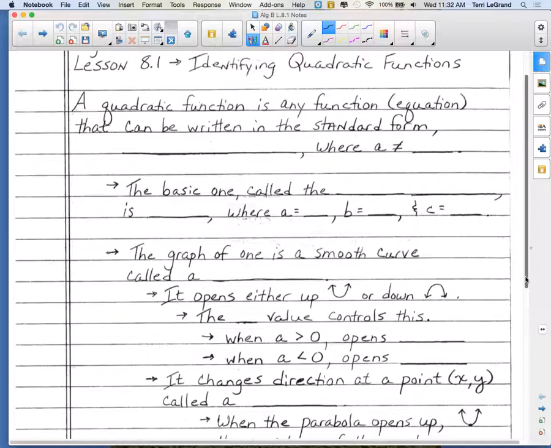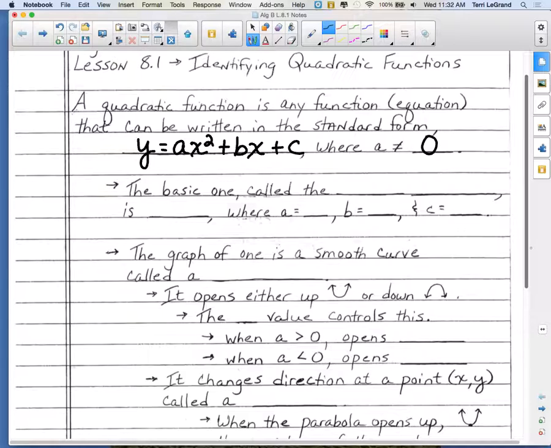So a quadratic function is any function, which means an equation, that can be written in the standard form y equals ax squared plus bx plus c. We should be used to this, an a, b, and a c. Quadratic trinomials, we've been factoring them. We've had an a, we've had a b, and we've had a c value. And a cannot equal 0.